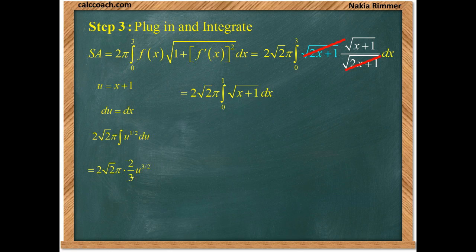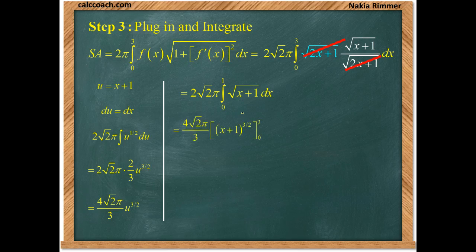Putting that all together, what we're looking at is 4 root 2 times pi all over 3 times u to the 3 halves. And this is all scratch work to help us figure out what the antiderivative is. It's exactly x plus 1 to the 3 halves times that constant that we had, 4 root 2 pi over 3, and it's from 0 to 3. So we put a 3 in, we put a 0 in, and we end up with 4 to the 3 halves and a 1 to the 3 halves. And we subtract.